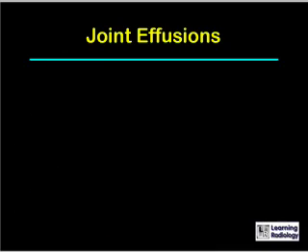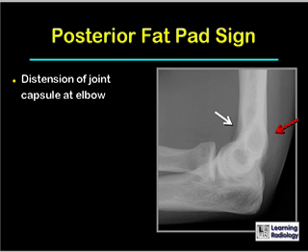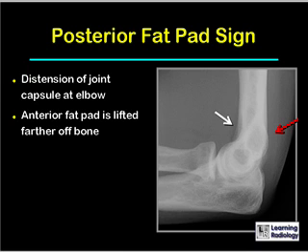The joint effusions that we're going to discuss are those about the elbow, the knee, the hip, and the ankle. Probably the most famous of all of the fat planes is the posterior fat pad sign that's seen at the elbow. It is due to distension of the joint capsule at the elbow. This is fluid that collects intracapsular but extrasynovially. The anterior fat pad, which is normally present, is lifted up so that it is almost 90 degrees sometimes, perpendicular to the anterior aspect of the distal humerus.